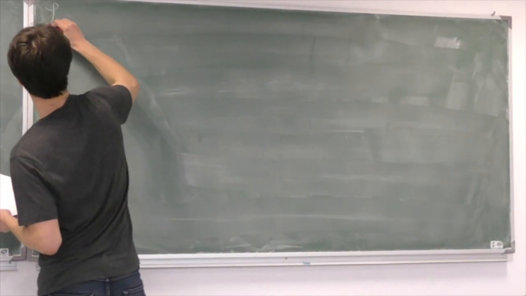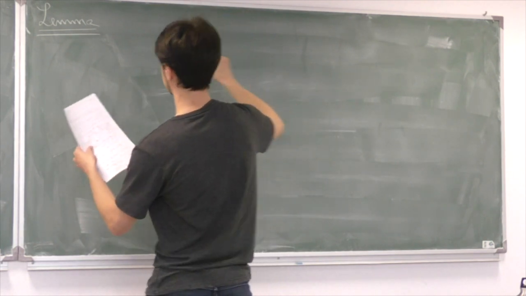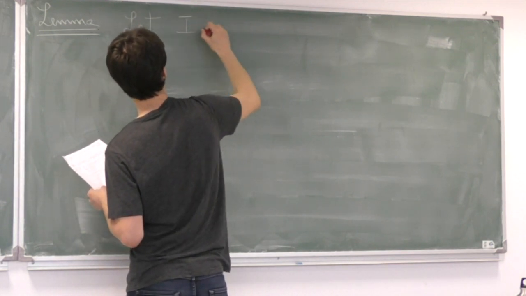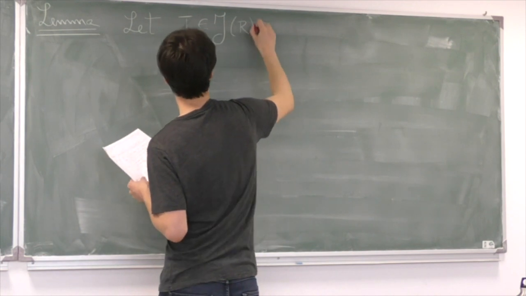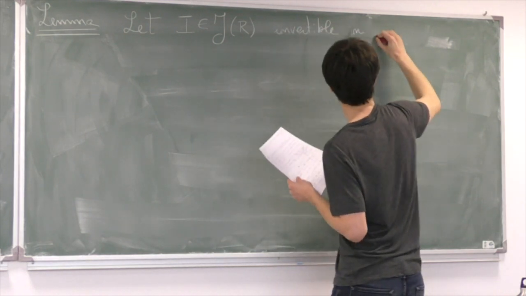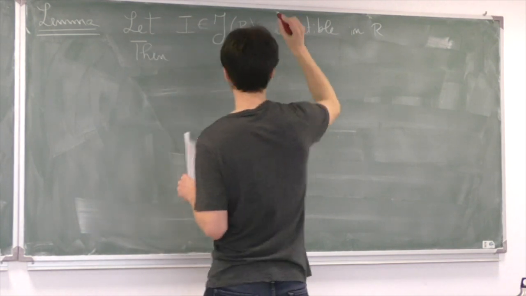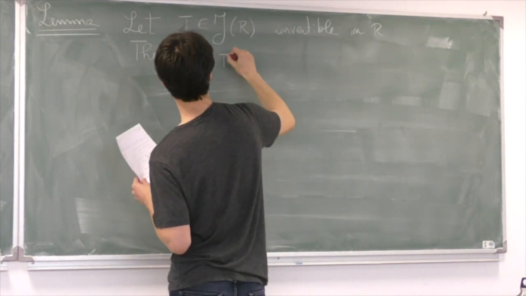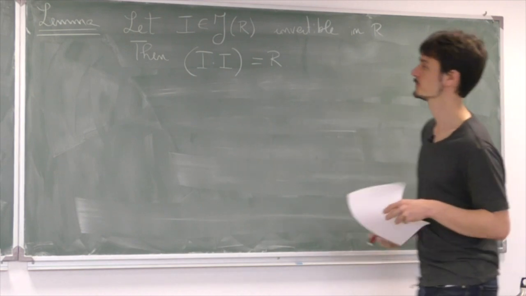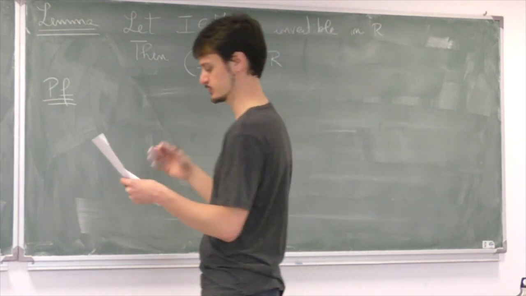Lemma. Let I be a fractional ideal, and assume that I is invertible in R. Then the multiplicator ring of I is actually equal to R. Okay, let me give a proof. It's not hard, but it's good to get practice and get used to playing with fractional ideals.